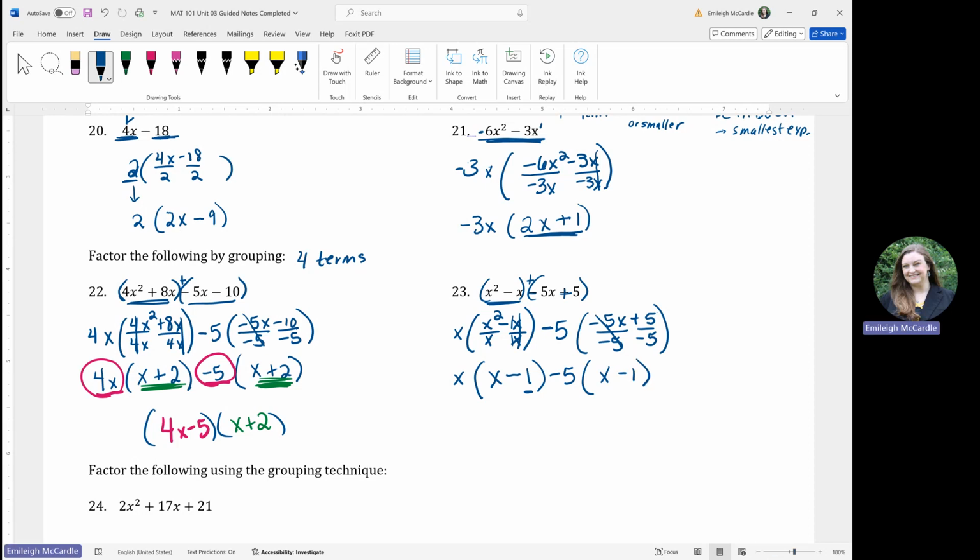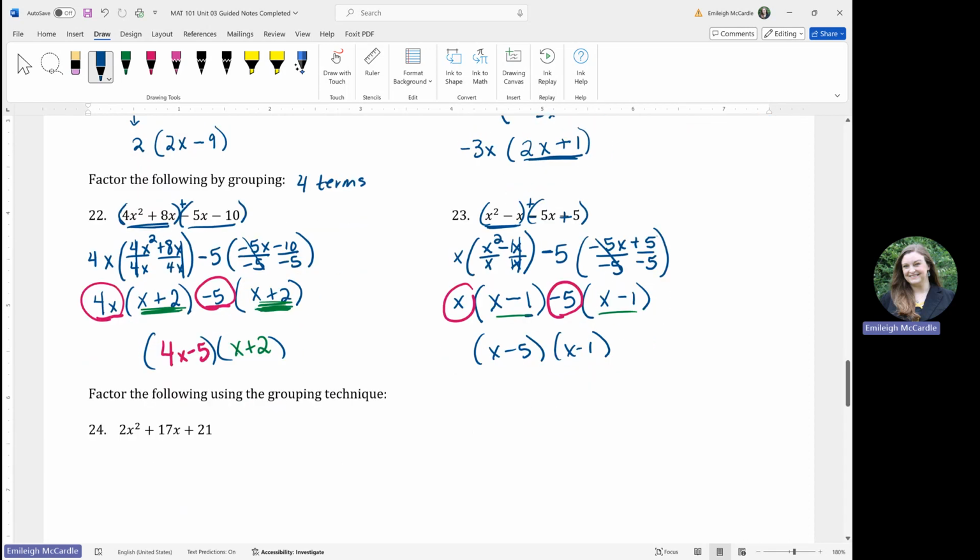Remember that we're writing our two GCFs as one factor, and then our x minus 1s as the other, not writing that twice for the second factor. So x minus 5 goes first, and then x minus 1 second. And again, those two can be reversed if you want. So we're doing grouping when there's 4 terms.